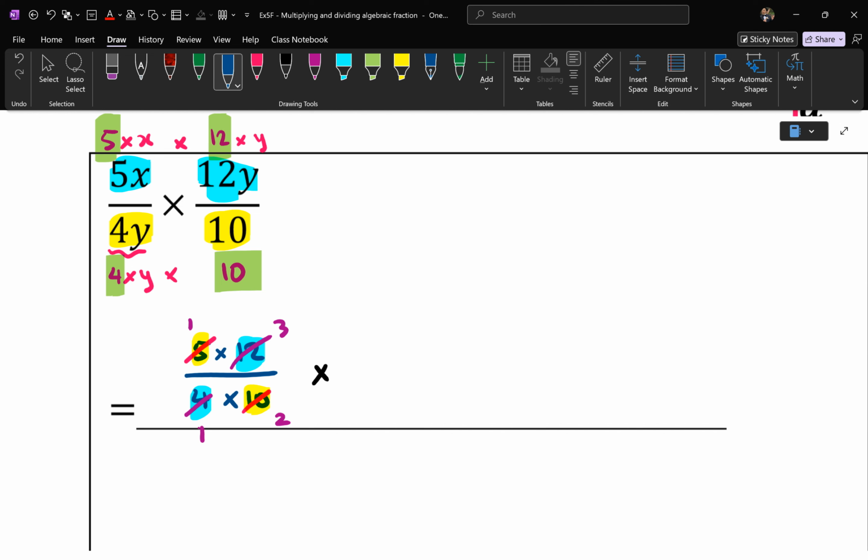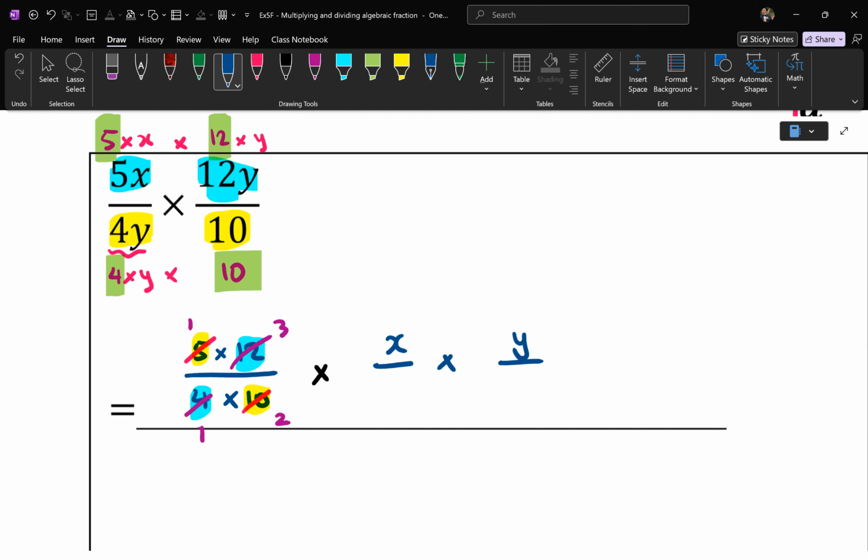I say, okay, I've got one X on the top. I'm timesing one Y on the top. See how I'm spreading them out? So I just focused on the top line. We said 5 times X times 12 times Y. I just swapped the order. It's 5 times 12 times X times Y. Still the same thing. On the bottom, we had 4 times Y times 10.